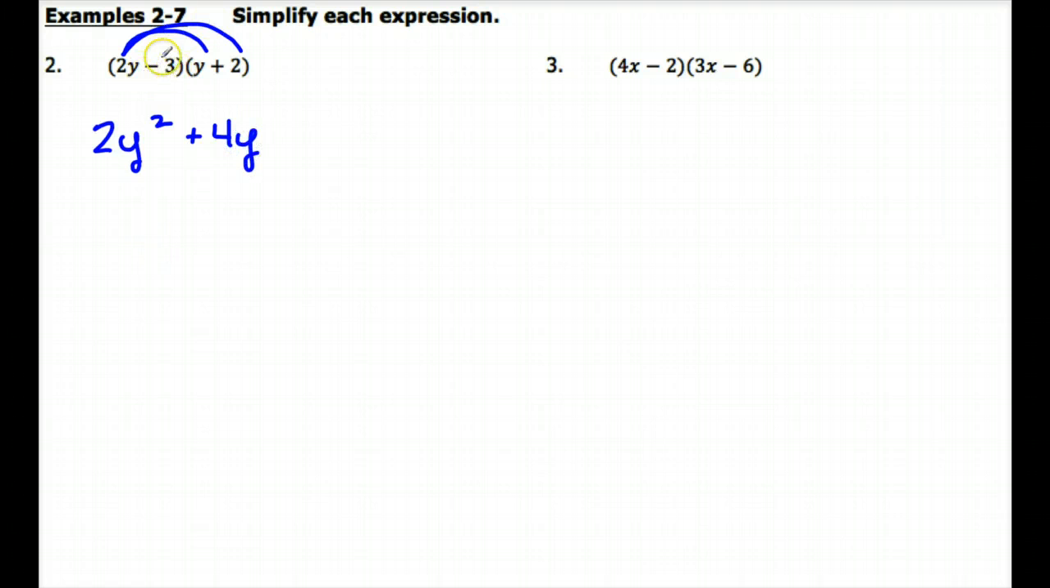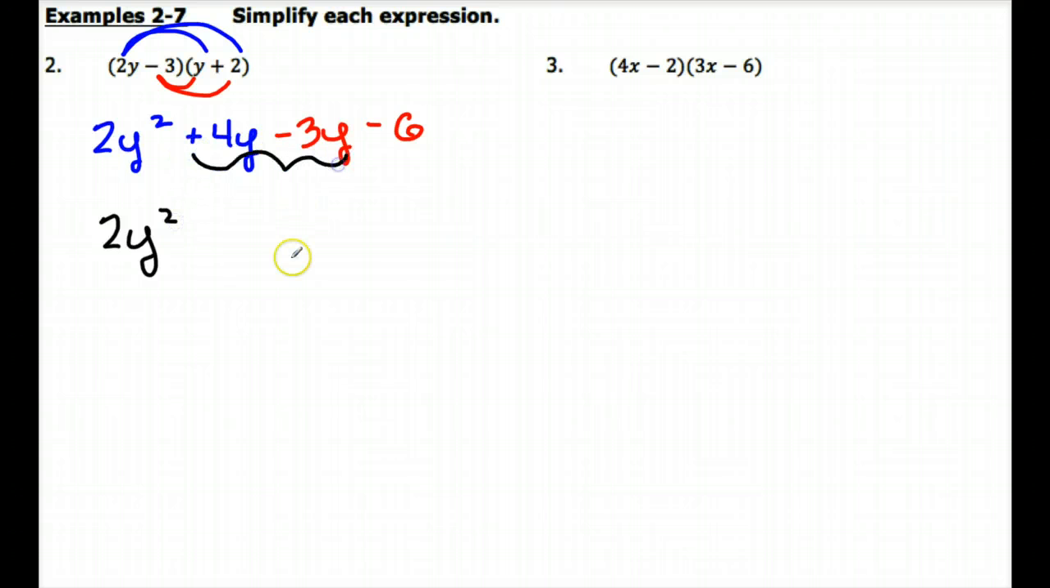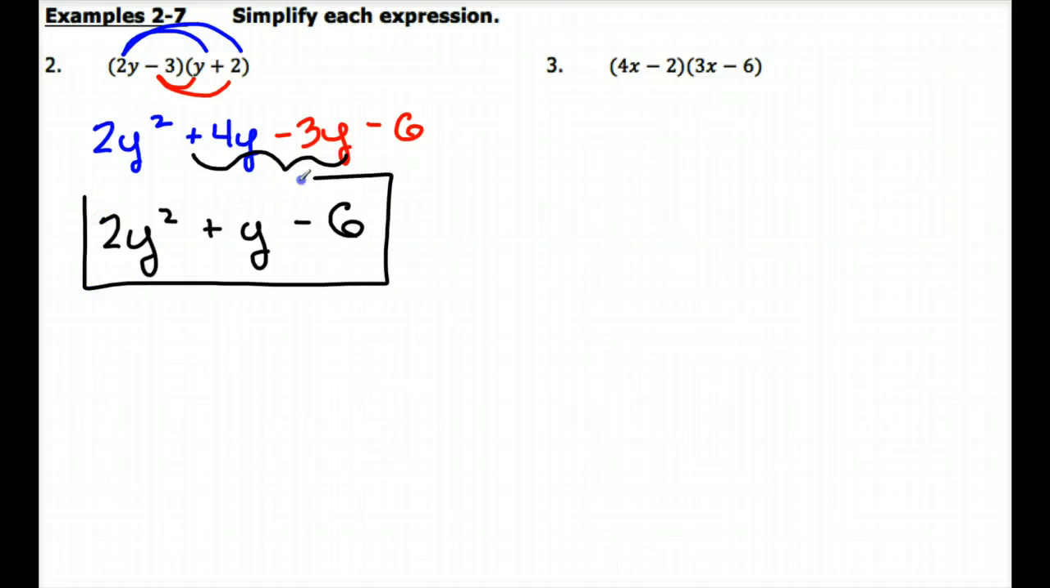Then I'll jump to this negative 3, which is my next term on my first binomial. Negative 3 times y, which are my inner terms, is negative 3y. And then I need to distribute the negative 3 to the 2. These are my last terms. Negative 3 times 2 is negative 6. So now I'll go ahead and I'll bring down my 2y squared. I'll combine my positive 4y and my negative 3y. That's going to give me a positive 1y, or just plus y, and then I'll bring down my minus 6. So your simplified polynomial for this one is 2y squared plus y minus 6.